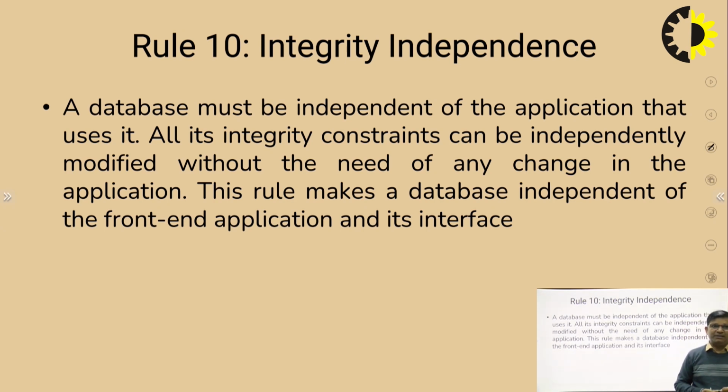Integrity independence. There is another. A database must be independent of the application that uses it. All its integrity constraints can be independently modified without the need of any change in the application. These rules make the database independent of the front-end application and its interface. Means what? Any type of change except logical structure and physical structure, some integrity constraint can be changed in the database. So the user is unaware about what type of integrity constraint has been changed.